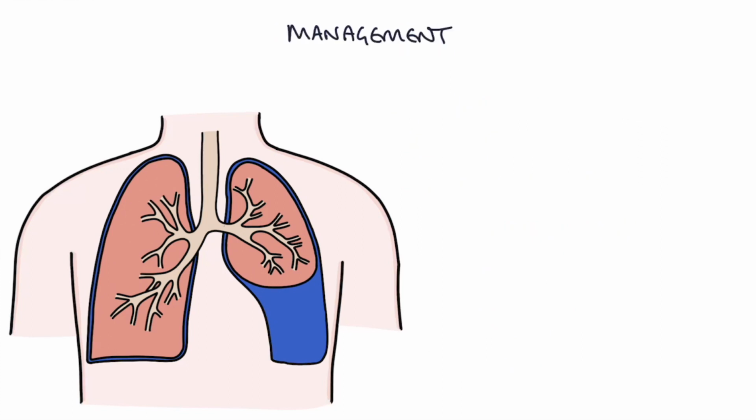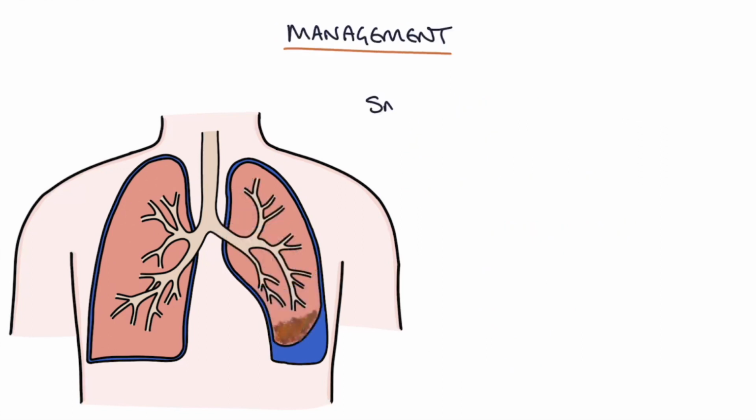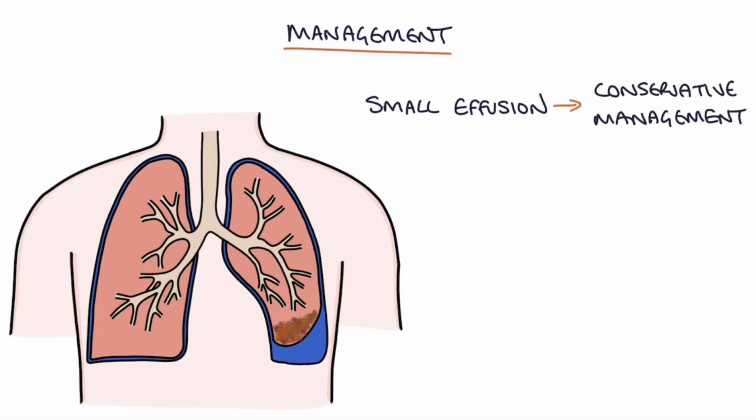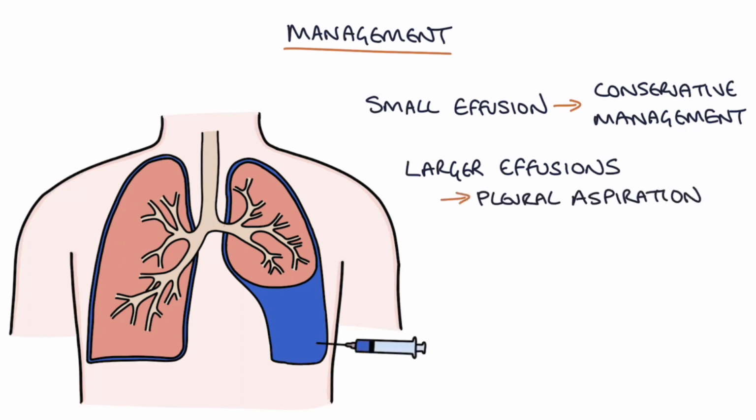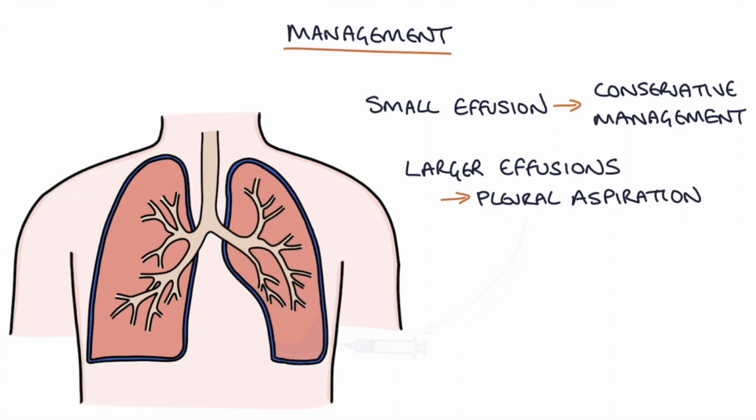So how do you manage a pleural effusion? Well, if you've got a small pleural effusion, then conservative management may be appropriate, as it might just resolve with treatment of the underlying cause. So for example, if you treat the chest infection, the effusion might resolve on its own. Larger effusions often need aspiration or drainage. So pleural aspiration is one option, and this involves sticking a needle on the end of a big syringe through the chest wall into the effusion and aspirating the fluid.